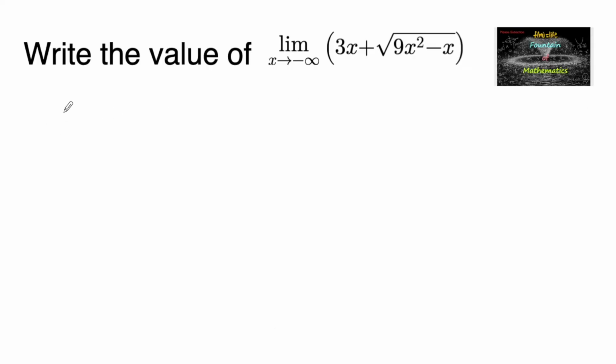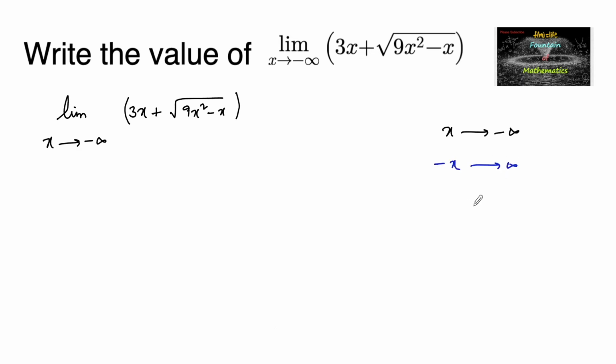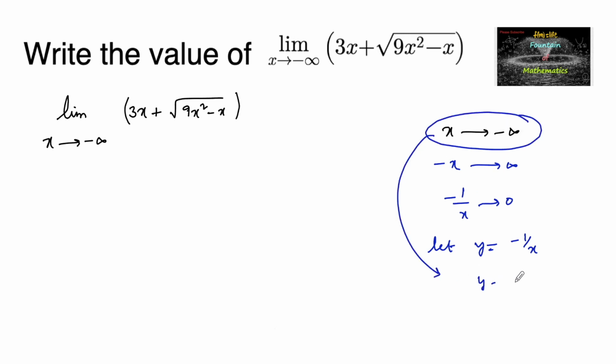Write the value of limit x tends to minus infinity 3x plus root over 9x square minus x. So as x tends to minus infinity, minus x tends to infinity, then minus 1 upon x tends to 0. Let us substitute y is equal to minus 1 upon x. So as x tends to minus infinity, y tends to 0.